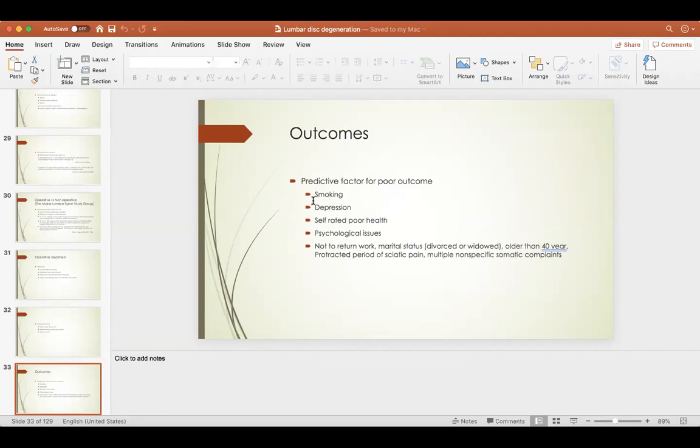And this is also important. I think this is also important for poor outcome. The patient having depression is a major thing.